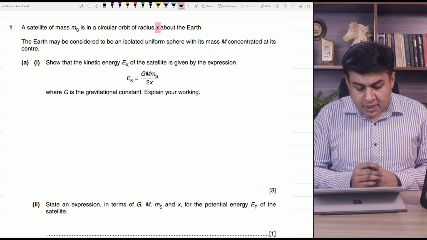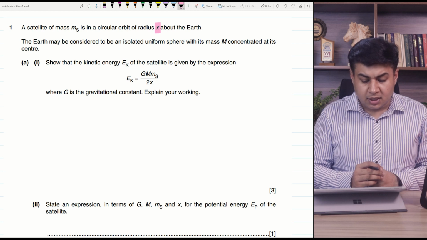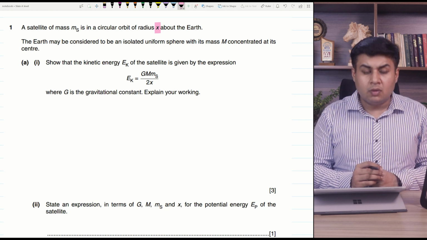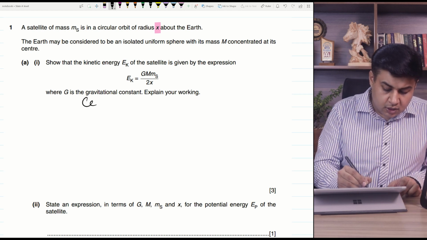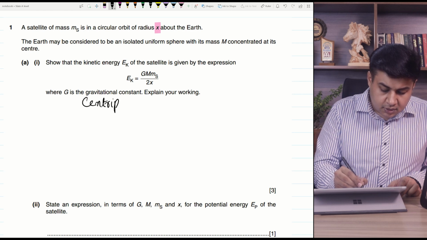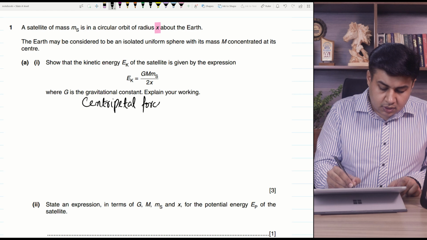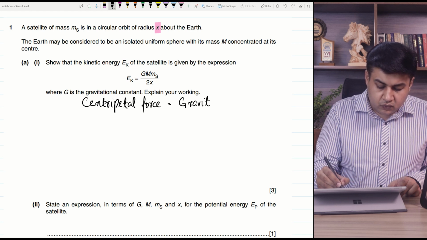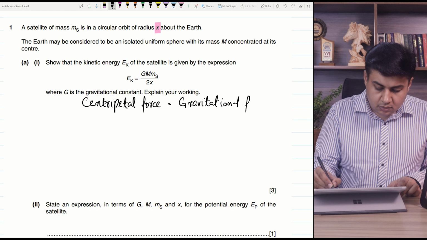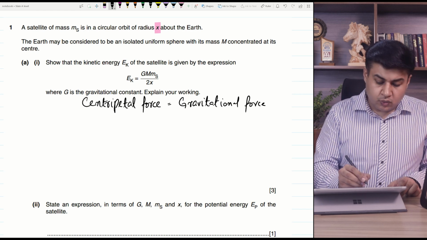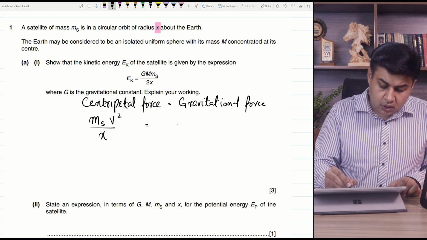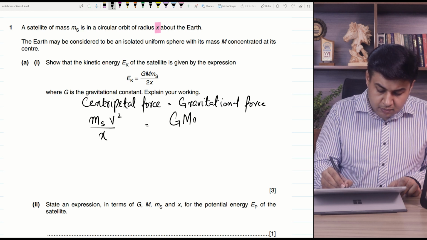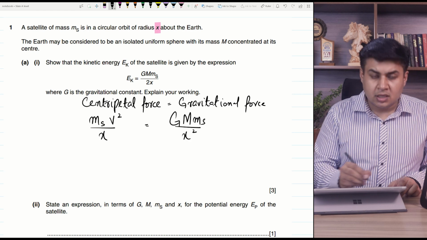Part A1 is: show that the kinetic energy of the satellite is given by the expression kinetic energy is equal to GMms over 2x. So here we have to derive an expression for kinetic energy. We will write centripetal force is equal to gravitational force. Centripetal force is mv square over r. M is the mass of the satellite, v square over r, the orbital radius is x, is equal to G, mass of Earth, mass of satellite divided by x square.